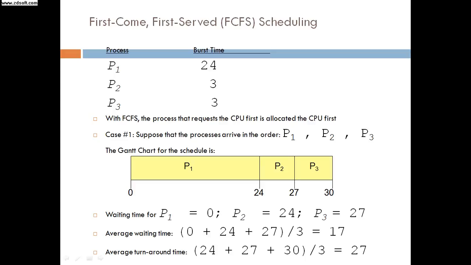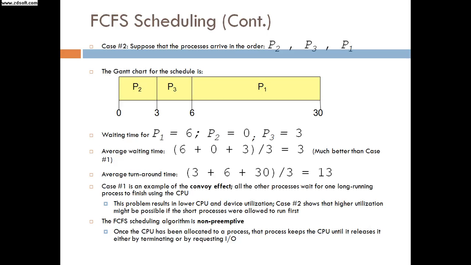Then we can calculate the turnaround time. Turnaround time is calculated using waiting time plus burst time. For P1, the waiting time is 0 and the burst time is 24, so the turnaround time is 24. For P2, the waiting time is 24 plus the burst time 3, so it is 27. For P3, the waiting time is 27 plus the burst time 3, so it is 30. Divided by 3, we get 27 milliseconds as the average turnaround time.